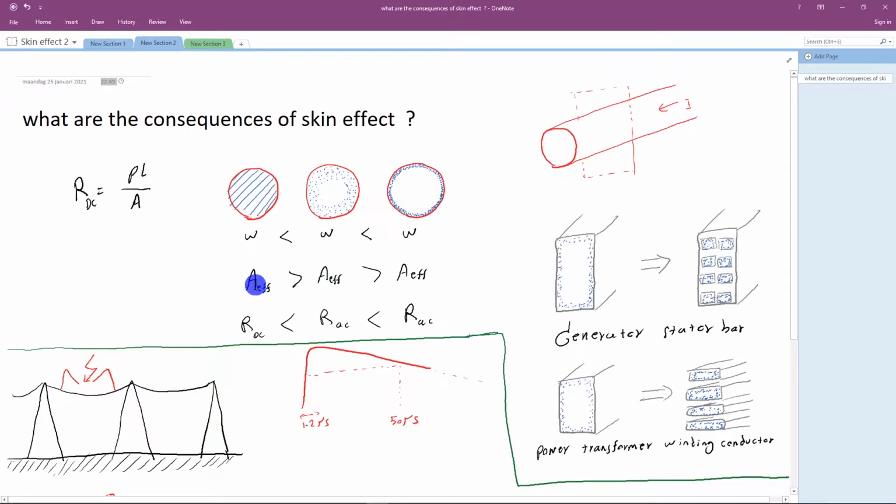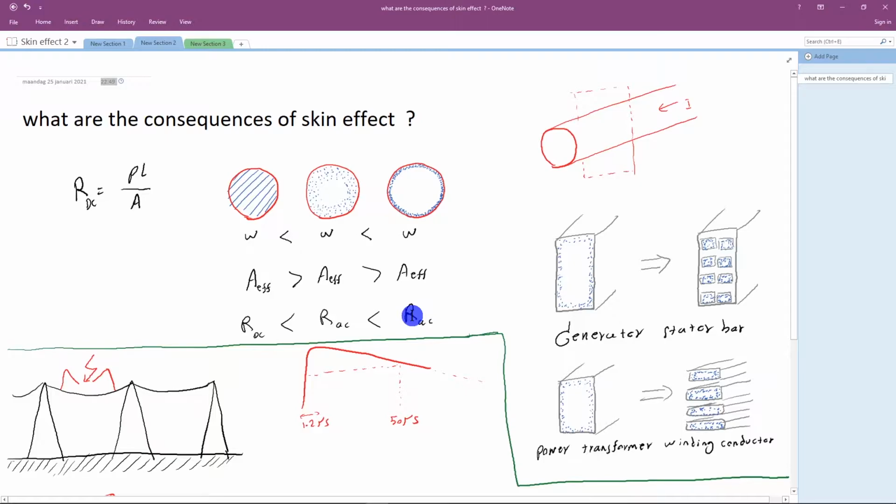Now, if we put these areas into the formula of resistance, what we get is that the resistance in the higher frequency case will be the highest, the middle case will be in the middle, and DC will be the lowest. So basically the AC resistance is higher than the DC resistance. And as the frequency increases, the AC resistance increases.